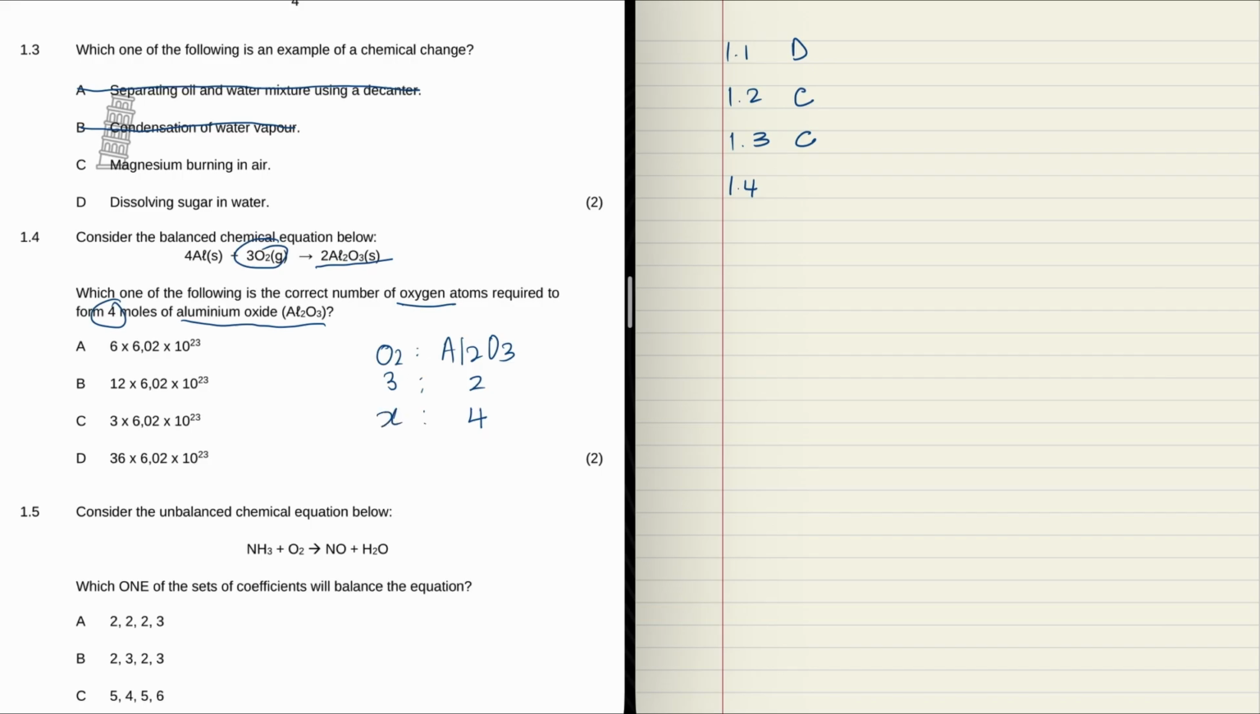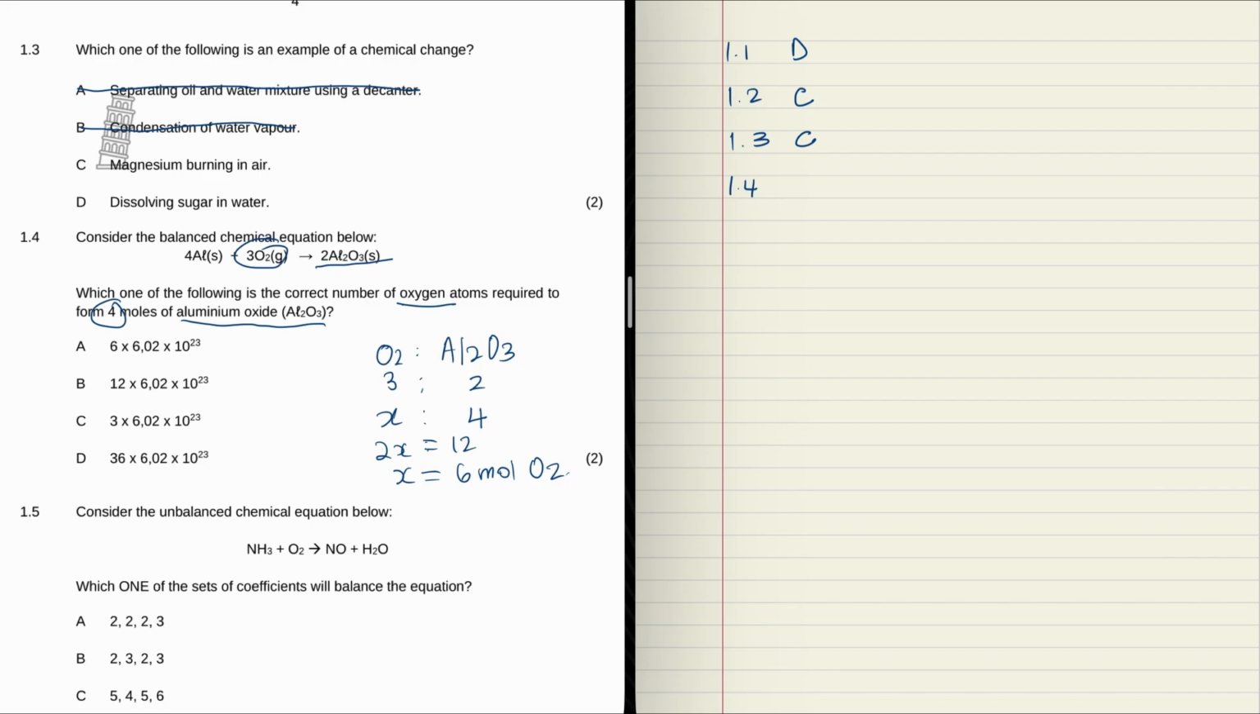Now I can cross multiply. So 2 times X is 2X and that's equal to 3 times 4 is 12. So divide both sides by 2. X is equal to 6 moles of O2. So 4 moles of aluminium oxide will require 6 moles of O2.